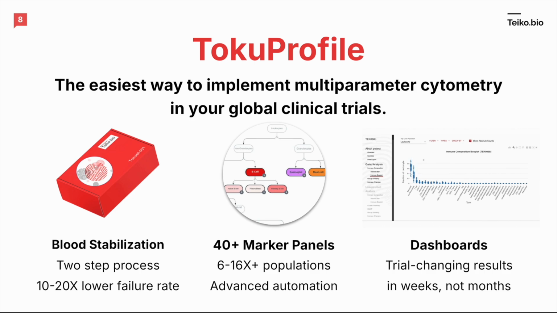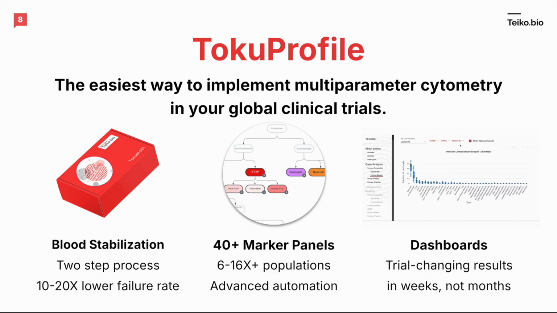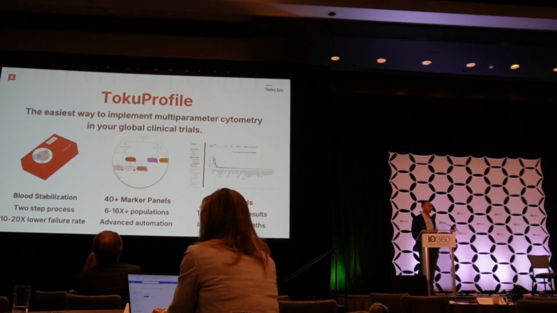We've got up to 40 marker panels, which is a 16-fold increase over conventional flow cytometry. We've got advanced physical automation combined with our amazing lab team to generate great data. And then we build pretty dashboards so you can get trial-changing results in weeks or days as opposed to months. So we mentioned three big problems: sample collection, panel, and data. We'll go through each of those in turn.